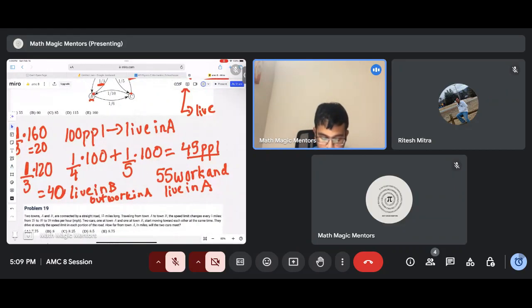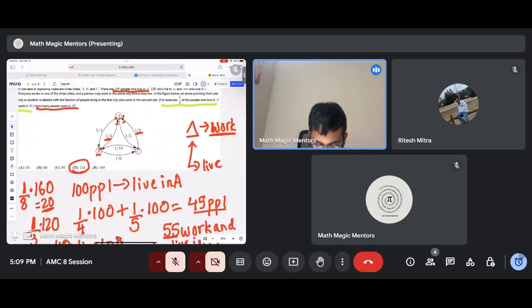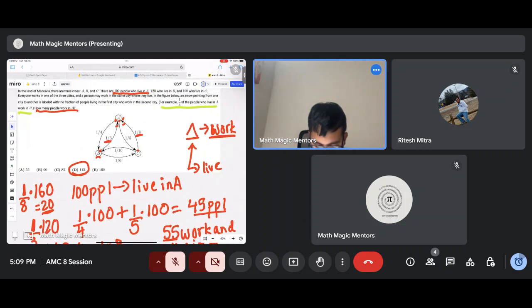So that means that gives us a total of 20 people here, 40 people here, and 55 people here. So that gives it a total of 115 because 20 plus 40 plus 55 is 115 people. So 115 people go and work in A. Does that make sense to everybody? Please let me know if that doesn't make sense to you guys.